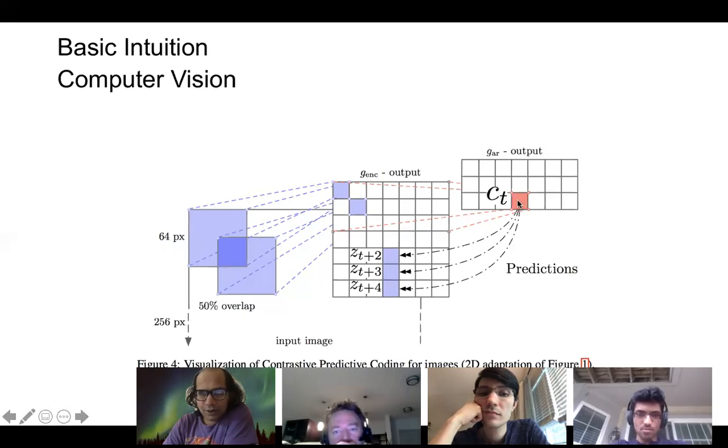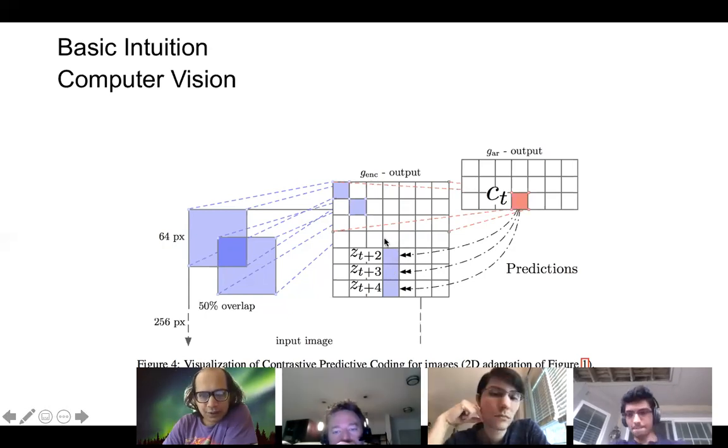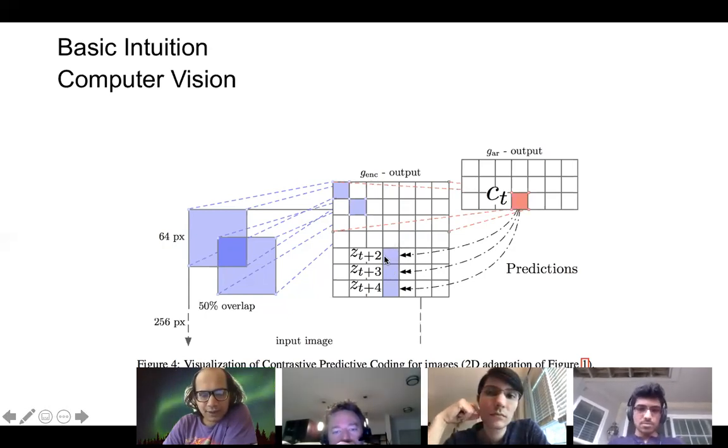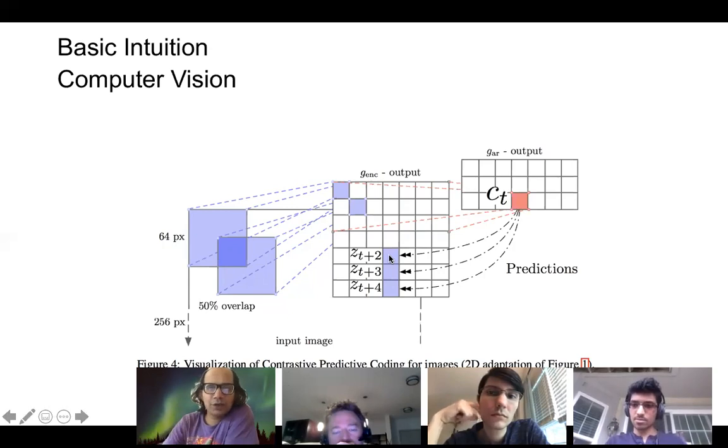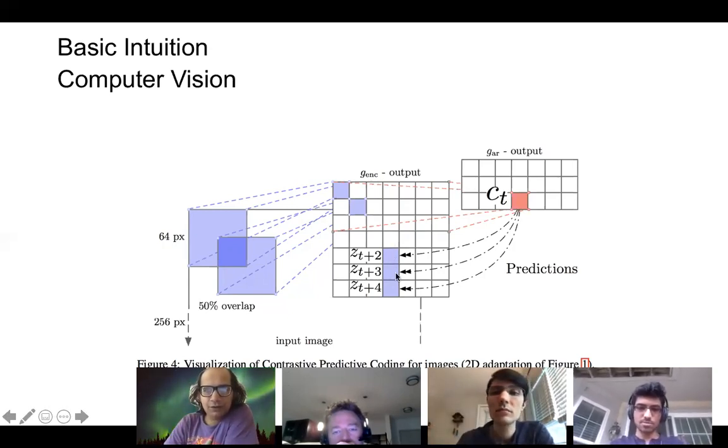That means based on this context, it will try to predict the following rows from top to bottom. So this is our first time step. This is second time step. I'm talking about future time steps: first future time step, second future time step, third future time step, and so on.